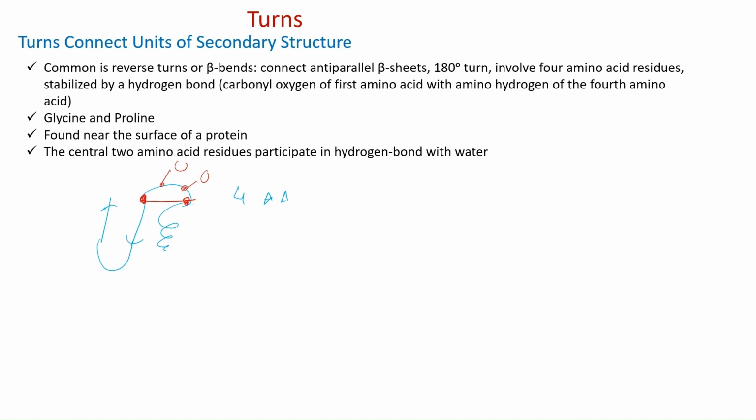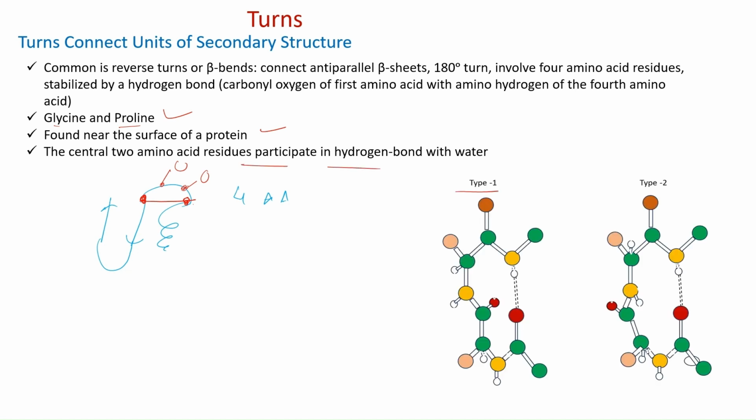The turns mainly consist of glycine and proline. Why glycine? Because it provides flexibility. Why proline? Because it will help in getting a little of rigidity. These are mostly found at the surface of the protein, and the central two amino acids participate in hydrogen bond with water molecules. Turns are of two types, type 1 and type 2 turns. These two turns only differ here, if you can see, in the orientation.